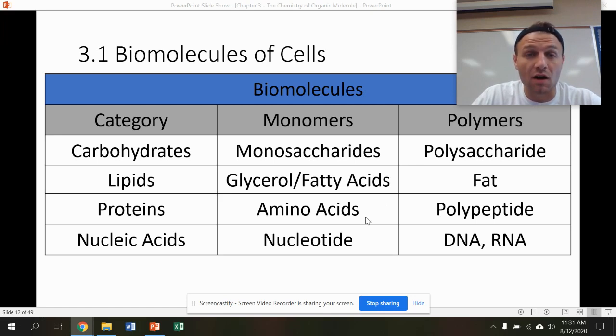For proteins, the monomers are amino acids. A polymer is a protein, or it's called a polypeptide. Lastly, nucleic acids. The monomer is a nucleotide, and the polymers are DNA and RNA. We're going to spend a lot of time talking about carbohydrates, lipids, and proteins in this chapter. We mention nucleic acids, but we wait until later on in the year because it's a whole unit that we spend on nucleic acids.